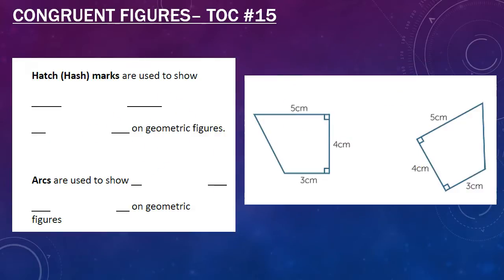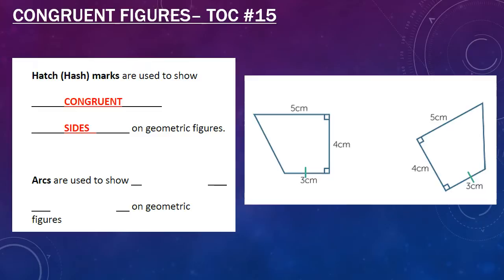Now, what happens if we're given shapes and there's no markings and we have to identify those matching parts? So, first of all, remember those hatch or hash marks are used to show congruent sides on geometric figures. So let's do that first. I'm going to start with my smallest side, which is 3 centimeters, and I can tell that by the numbers. So I'm going to give it 1 hatch mark. And then on my other shape, I'm going to go to the same side and give it 1 hatch mark. That means that they're both 3 centimeters long.